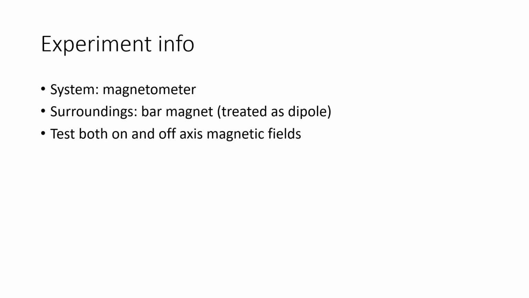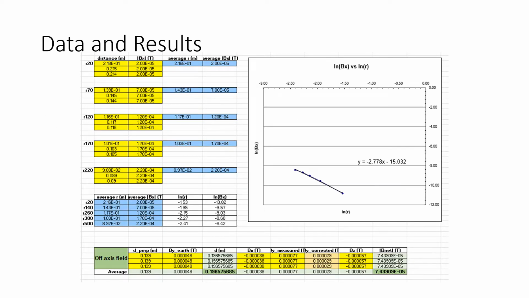Experiment info: we have the magnetometer and the surroundings of the bar magnet, which we treat as a dipole, and we test both the on- and off-axis magnetic fields. For the data results, we find that as distance decreases, the B field increases, and if we take the natural log of B over the natural log of R, which is the distance, we find that there is a linear negative correlation between the two.